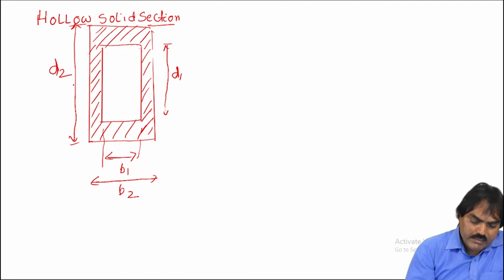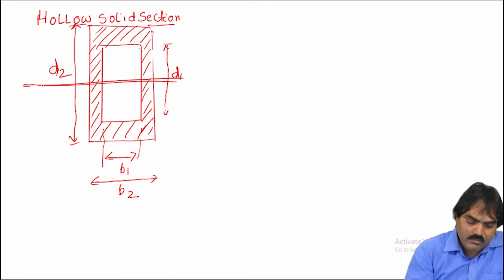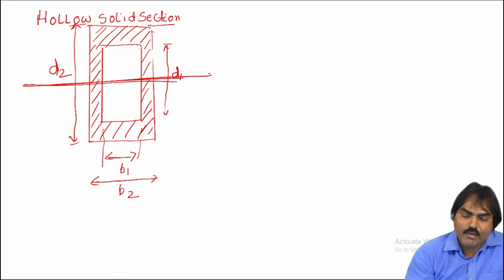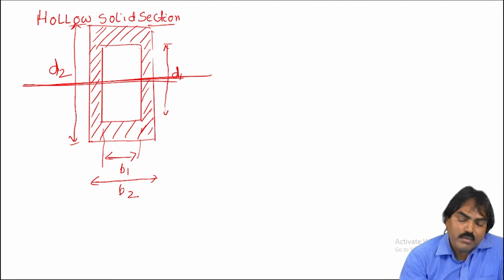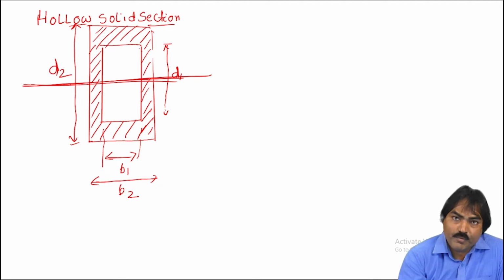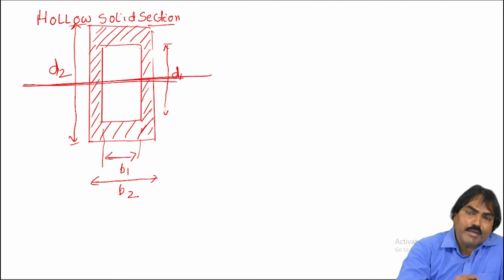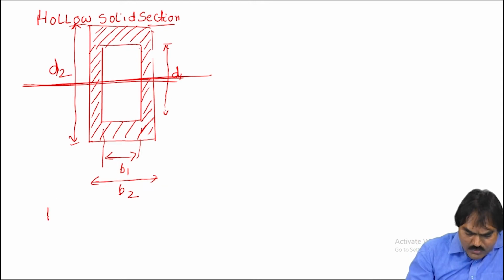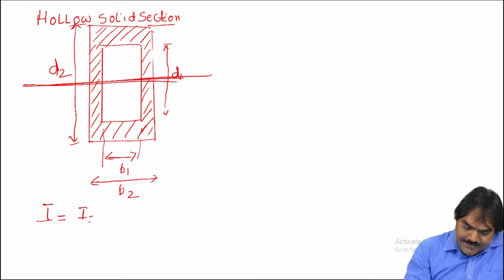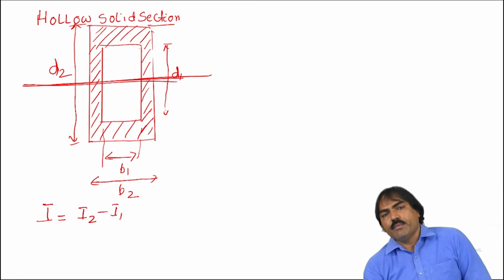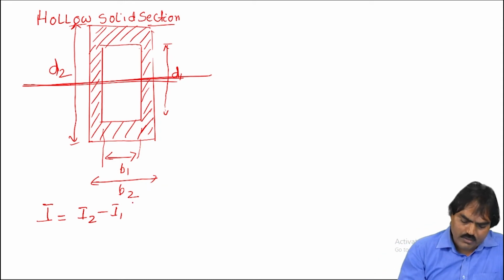Now, this is the neutral axis. We have to find the I value about this. If the cross section is symmetrical, so this is one small section we are removing from a bigger section, so that we are getting a hollow rectangular section. Therefore, the moment of inertia for this section is given by I2 minus I1. This is the area moment of inertia for a solid rectangular section.